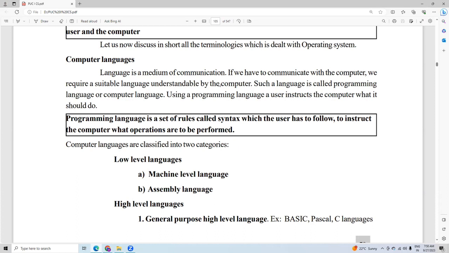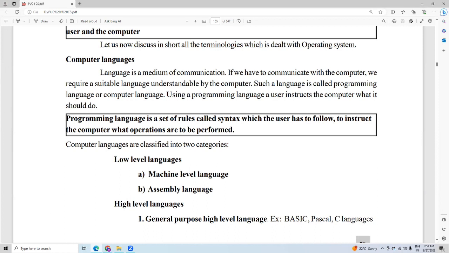If we have to communicate with the computer, we need one suitable language which can be understood by the computer. The computer doesn't understand your verbal command, right? Like how you talk with another person, in the same way, you can't talk with the computer. You can't make the computer do the operation with your verbal commands, right? So you need one language through which you can give the commands. Such languages, we call programming language or computer language, right? Using these languages, the user instructs the computer what it should do.